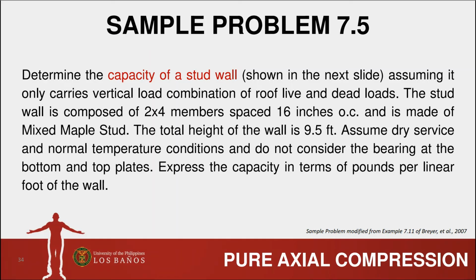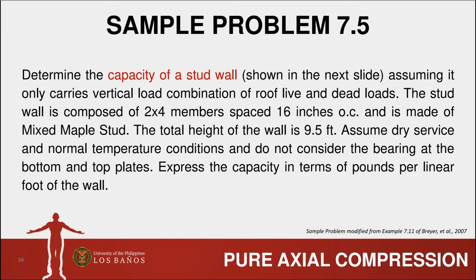For sample problem 7.5, determine the capacity of a stud wall, shown in the next slide, assuming that it only carries a vertical load combination of roof live and dead loads. The stud wall is composed of 2 by 4-inch members, spaced 16 inches on center, and is made up of mixed maple stud. The total height of the wall is 9.5 feet. Assume dry service and normal temperature conditions, and do not consider the bearing at the bottom and top plates. Express the capacity in terms of pounds per linear foot of the wall.